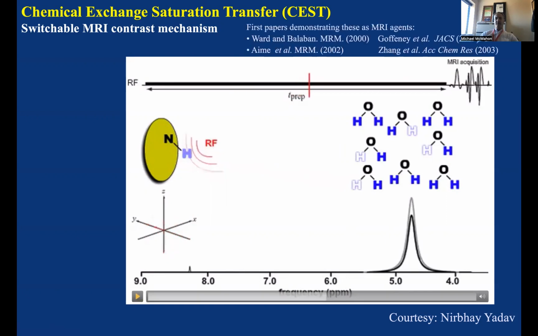And so the first papers which demonstrated these as MRI contrast agents were out of NIH, the University of Torino, UT Southwestern, and also Johns Hopkins. And this started in around the early 2000s.